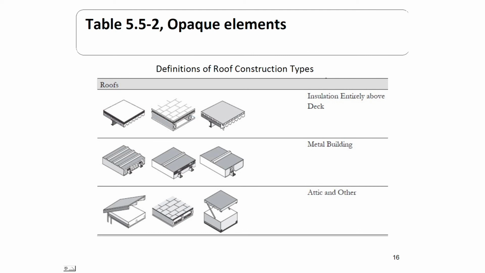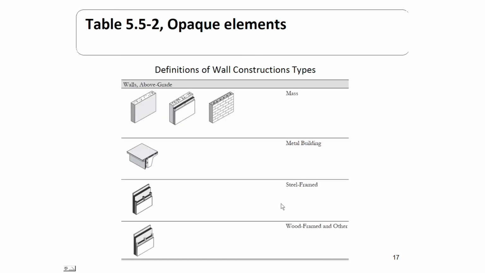ASHRAE in their user's manual tries to help you identify with what they're talking about when they talk about different wall assemblies and roof assemblies. So they have pictures here showing what's the definition of a roof when your insulation's entirely above deck. They show what they mean by metal buildings, and here by what they're talking about when they refer to attic and other kind of spaces. They do a similar thing with the walls. These are mass walls, as I mentioned earlier. This is concrete block or concrete. You could have solid bricks and so on, as long as it meets their mass requirement, their mass definition.